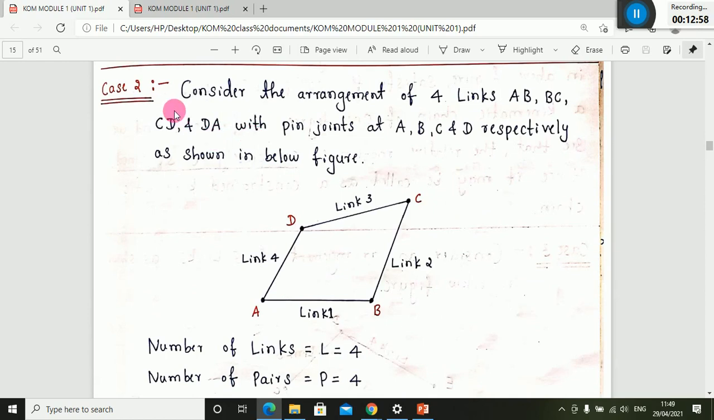Consider the arrangement of 4 links, that is AB, BC, CD and DA. They are having pin joints at A, B, C, D respectively, as shown in the below figure. Please copy this figure and list down the number of links, pairs and joints and check whether those 2 conditions will be satisfied or not. Now you're checking whether this figure is a kinematic chain or not.